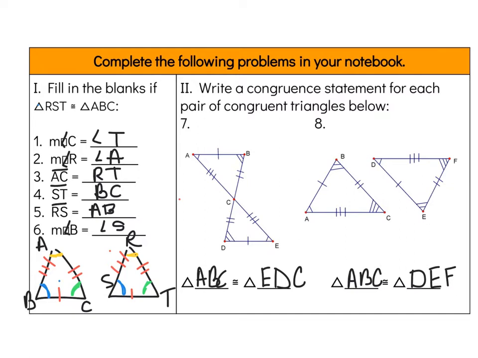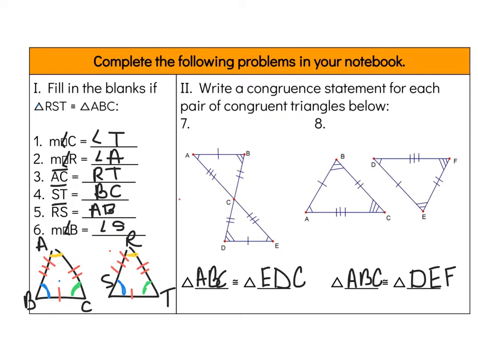Okay, so at this point you should be done. The way the triangles are set up, RST and ABC, these are in their respective order. So angle R is going to correspond to angle A, angle S to angle B, angle T to angle C. And then side RS to AB, side ST to BC, side RT to AC. And I just marked them on the diagram down here.